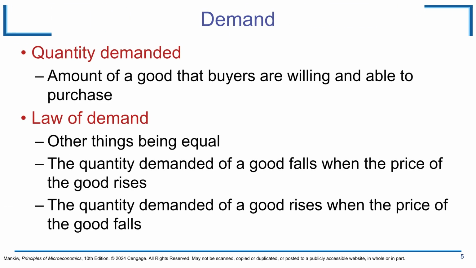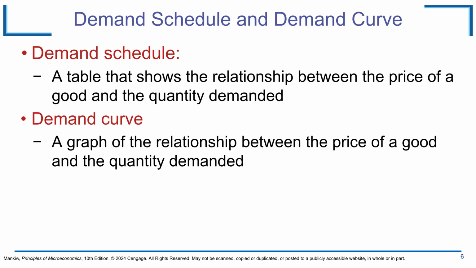Next, we turn to demand. The quantity demanded is the amount of a good buyers are willing and able to purchase. The law of demand tells us that when a good's price rises, the quantity demanded falls. Demand can be represented in two ways: a demand schedule, which is a table showing the relationship between price and quantity, or a demand curve, which is the graphical representation of this relationship.